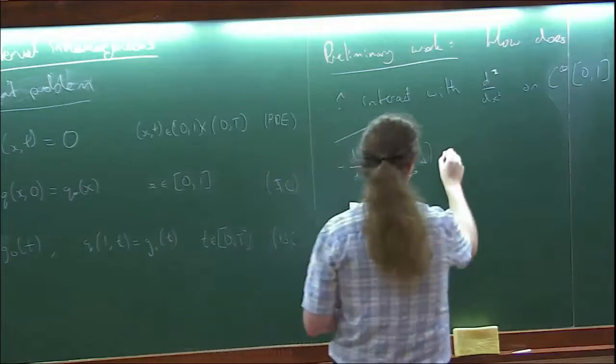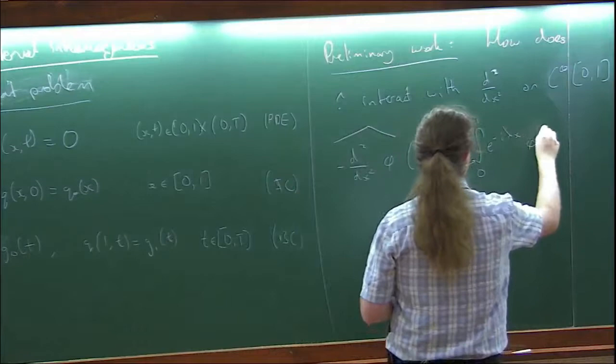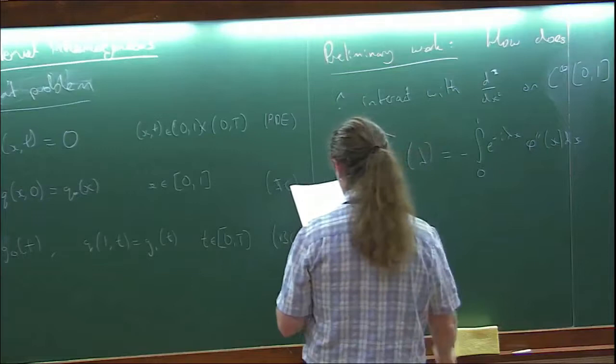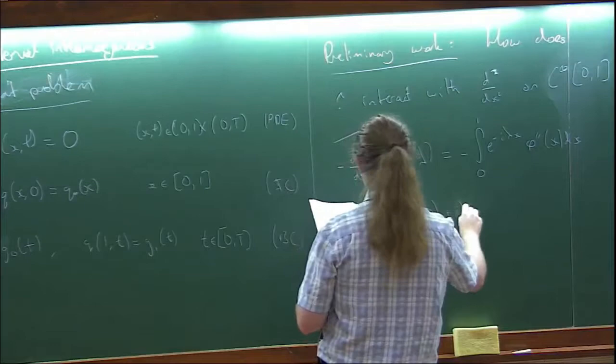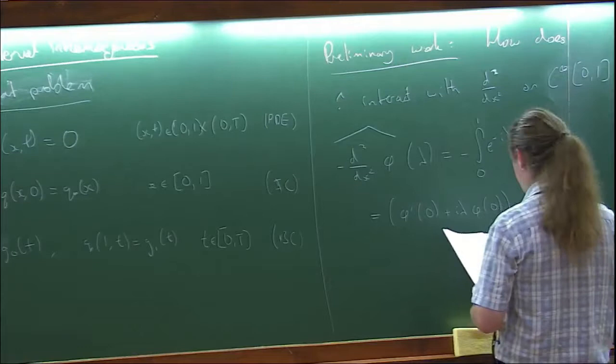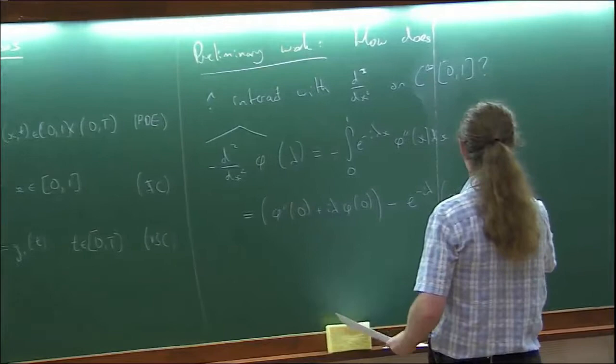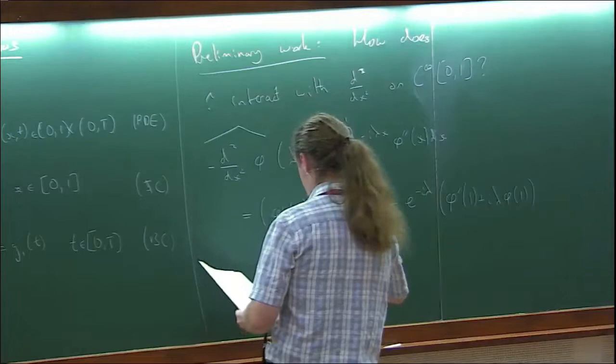So this is minus the integral from 0 to 1 of e to the minus i lambda x phi double prime of x dx, which integration by parts twice tells us is phi prime of 0 plus i lambda phi of 0, minus e to the minus i lambda times phi prime of 1 plus i lambda phi of 1, plus lambda squared phi hat of lambda.